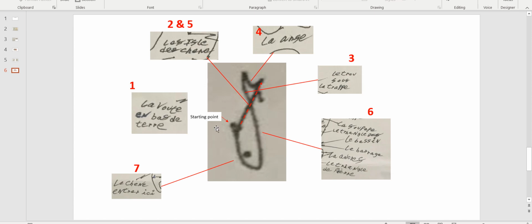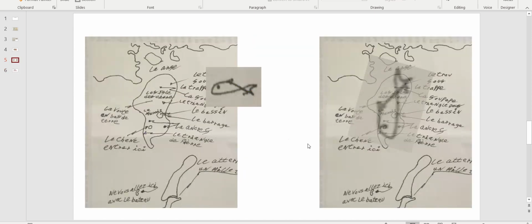So what we're going to do is, on the next video, we're going to start arbitrarily, because I think that's the start point, with La voûte en bas de la terre. Then we will move first to this crossing where you get Les Îles des Chênes. There are several riddles underneath. And we're going to move to the tail. We're going to deal with the anse. And surprisingly, le trou sous la trappe is coming next. As you see, it's la soupape. Le trou sous la trappe is there.